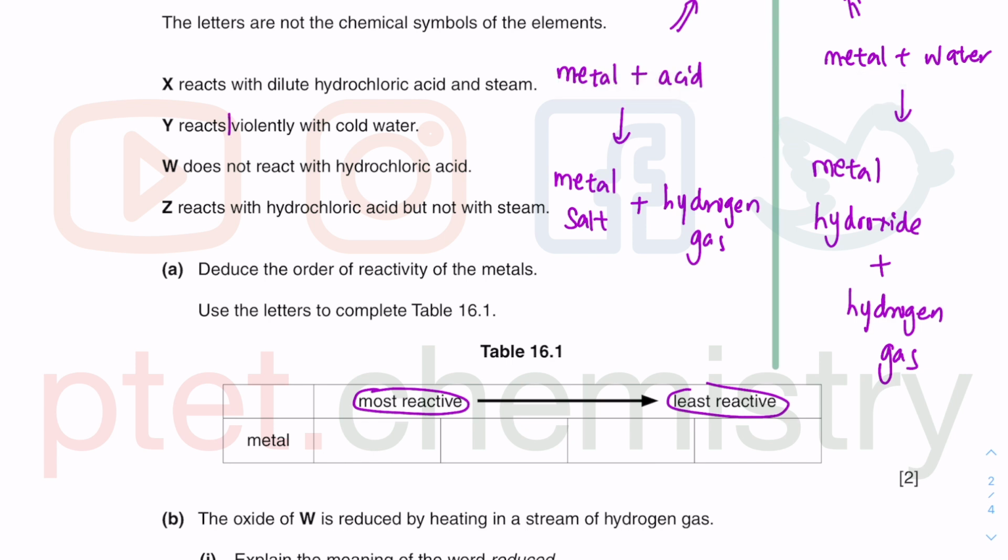First of all, we have this word violently. Violently means vigorously. They all mean the same thing: violently, vigorously, very, very reactive. Hence, if we are looking for the most reactive, none of the others is violent. So I would say Y is the most reactive metal because of its violent reaction. Violent, kind of explosive, yeah.